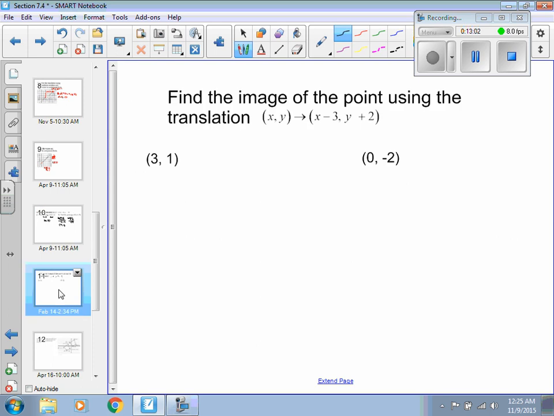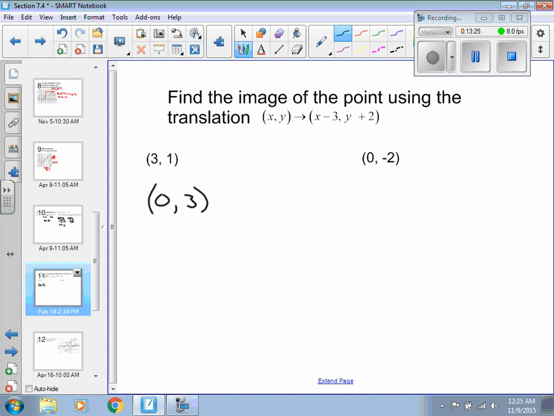Okay, now we want to find the image of our points using these translations. And our mapping is (x, y) goes to (x minus 3, y plus 2). So we're using the point (3, 1). We're going to take 3 and plug that into our mapping for x. So that's 3 minus 3, which is 0. And 1 plus 2 is going to give me 3. So my image of my point is the point (0, 3).